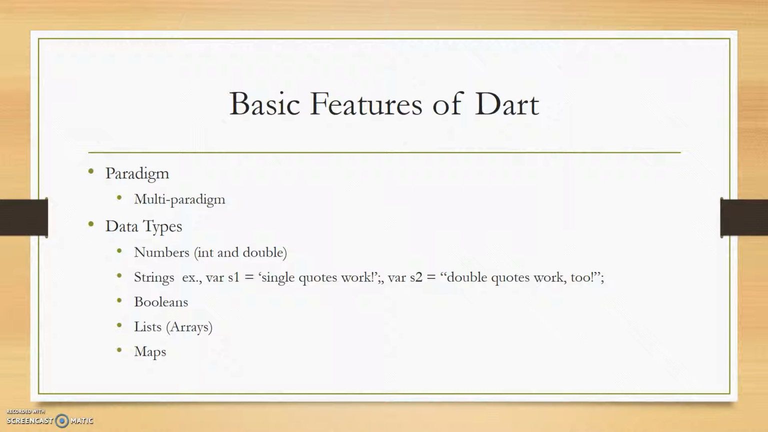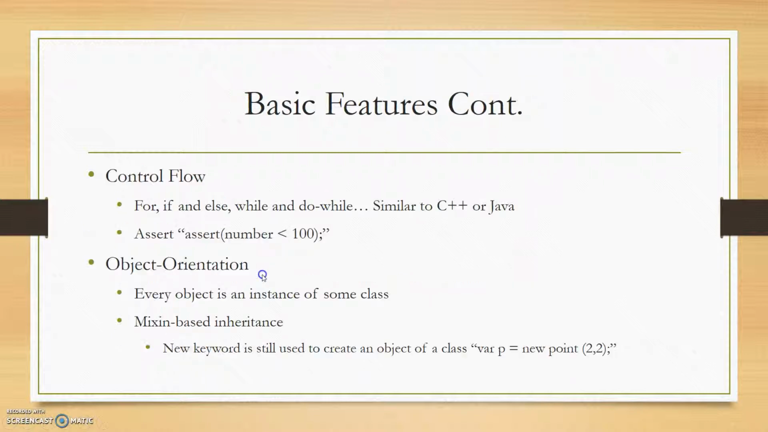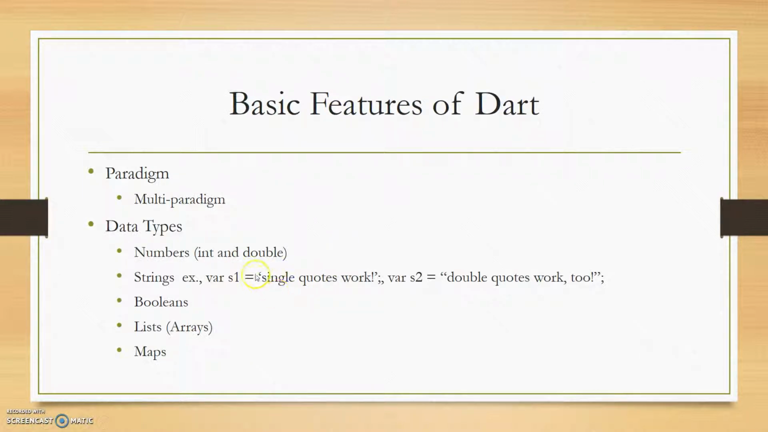Moving on to data types. A lot of these data types are exactly what you would see in any Java or C++ language. There are some notable differences. However, numbers are pretty much the same. You got your classic ints and doubles. Strings are a little different, and as you can see here, they can be done with either single quotes or double quotes.